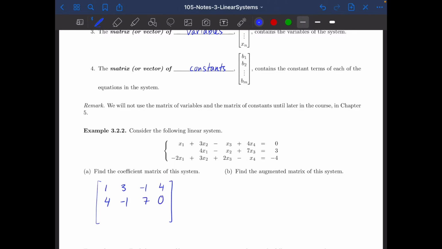To fill out the third row of the coefficient matrix, we look at the third equation in the linear system. The coefficient of x1 is -2. The coefficient of x2 is 3. The coefficient of x3 is 2. And the coefficient of x4 is -1.